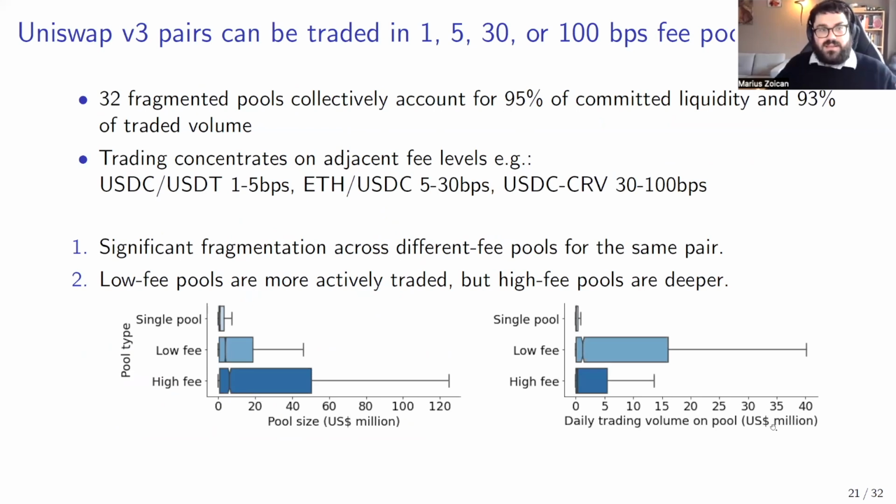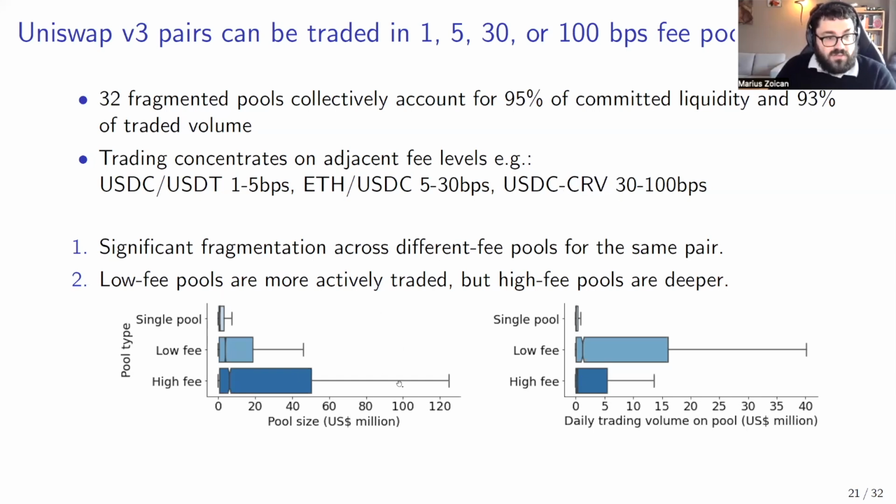And within this subset, there are actually only 32 pairs that are fragmented. And these 32 pairs are 95% of all the liquidity in the 274 pools and 93% of the volume. And typically trading concentrates, for most of these fragmented pairs, across 2 consecutive fee levels. So for ETH against USDC, that's going to be 5 and 30 basis points. For something less volatile, like a stablecoin pair, it's going to be 1 and 5. For something that's more volatile, like Curve, 30 and 100 basis points.